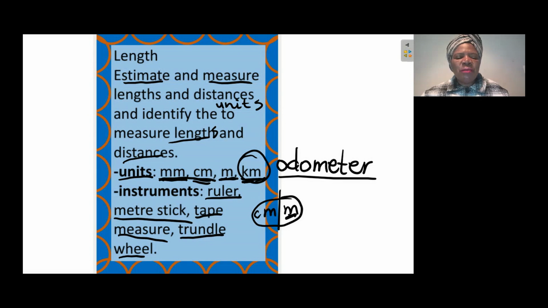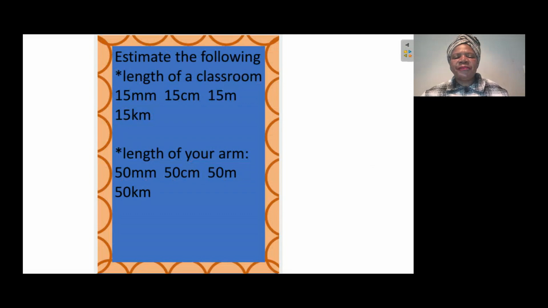So the one who will be measuring using a trundle wheel will count the clicks that will be happening as he is moving the wheel along the side that they are measuring. So they will be counting the clicks. Every time it is a meter, it will give a clicking sound. All right, so these are the units and the instruments to measure lengths and distances.